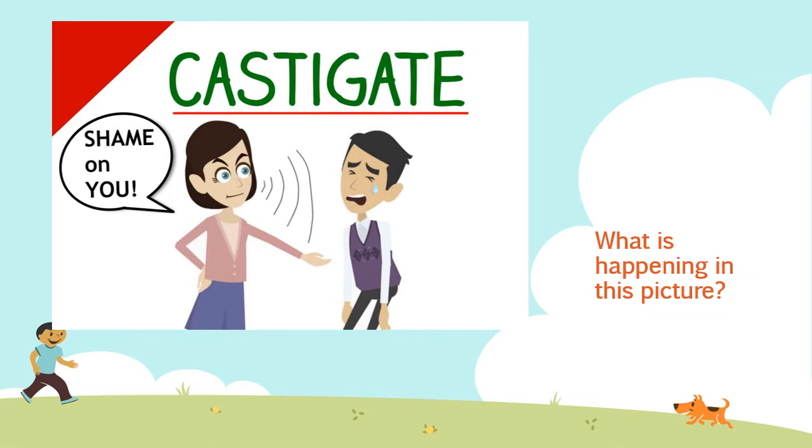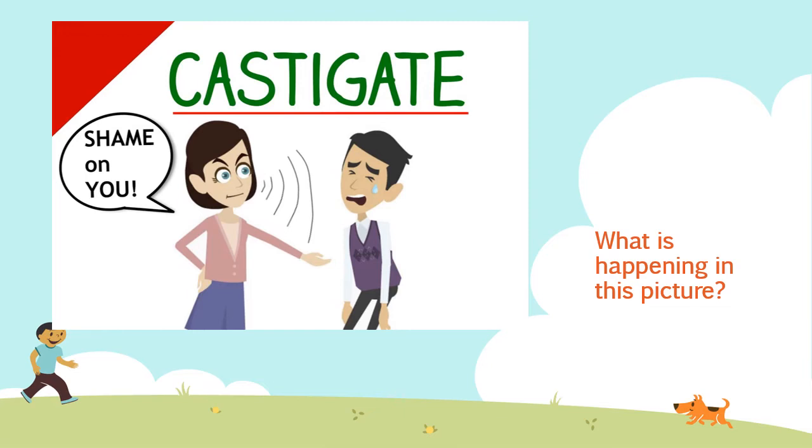Well, when do we say shame on you? When we are angry at someone, when we are upset about something someone did, and when we are pointing something out, when we want to make someone guilty of something. Yes, we use it in multiple places. But over here, this lady is most likely criticizing this person: shame on you for not doing a certain thing or for doing a certain wrong thing.